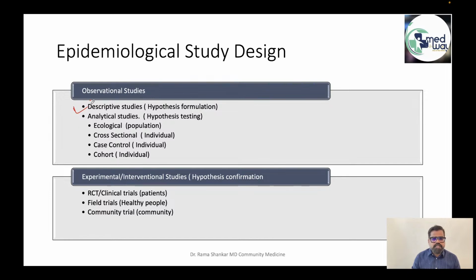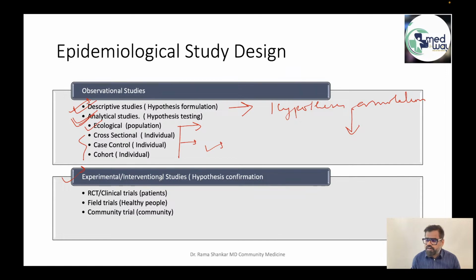Let's take the descriptive study, the analytical study, and the experimental study. Please remember, descriptive studies are for hypothesis formulation, right? We formulate the hypothesis. Now, a hypothesis can be correct, or not correct also. To test this hypothesis, we do an analytical study. There are different types of analytical study: the ecological study, where the unit of study is population, and the rest three, cross-sectional, case control or cohort, where the unit of study happens to be the individual. Now, if you want to confirm that hypothesis, then we have to do an experimental study.